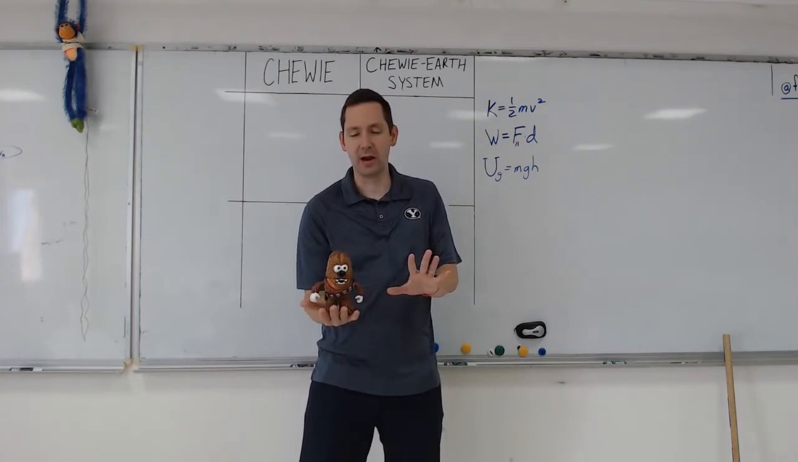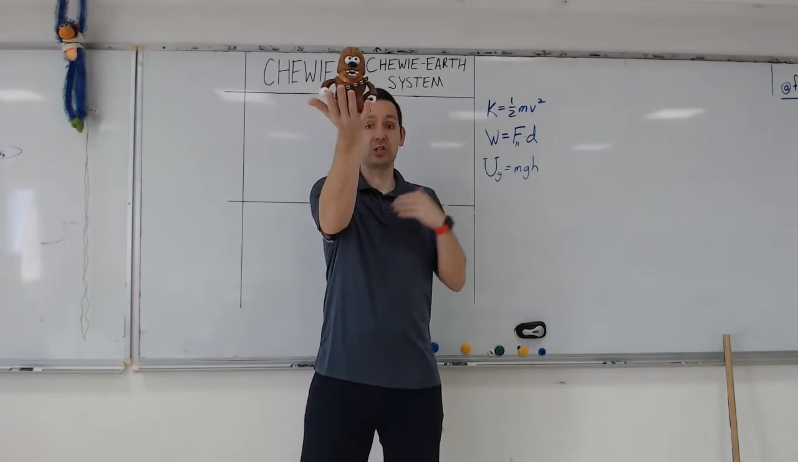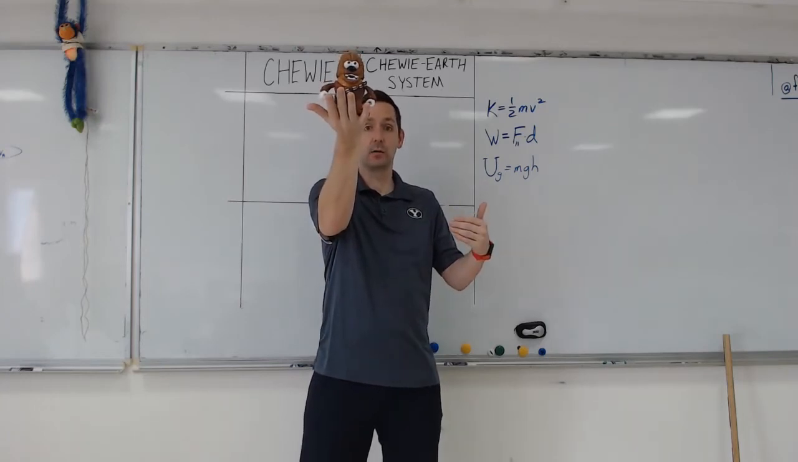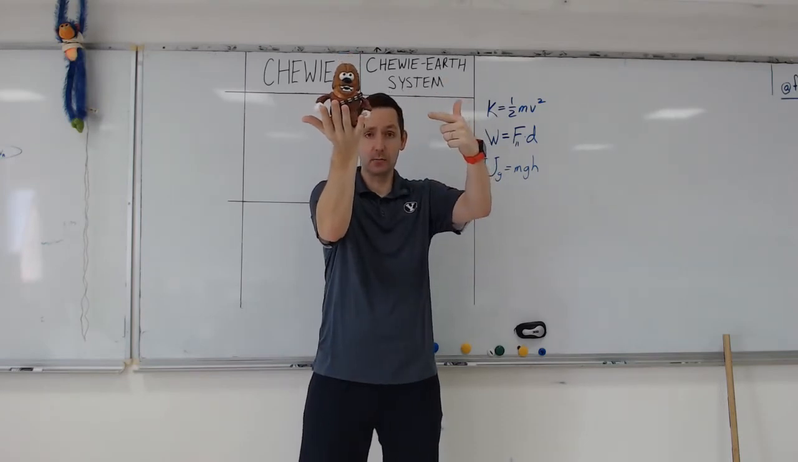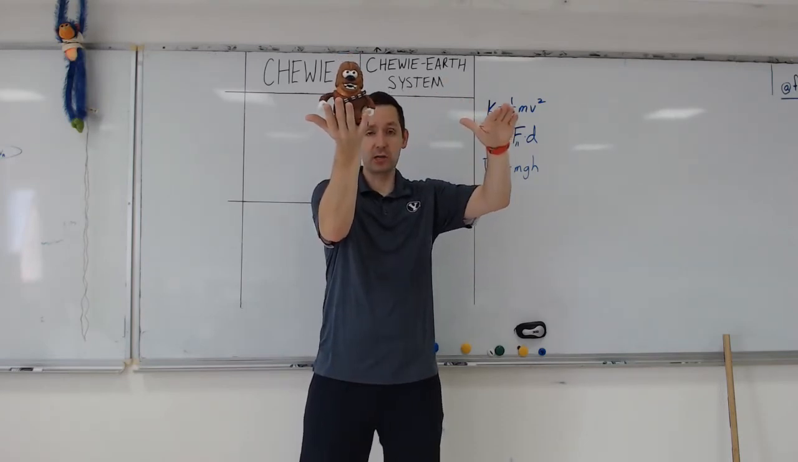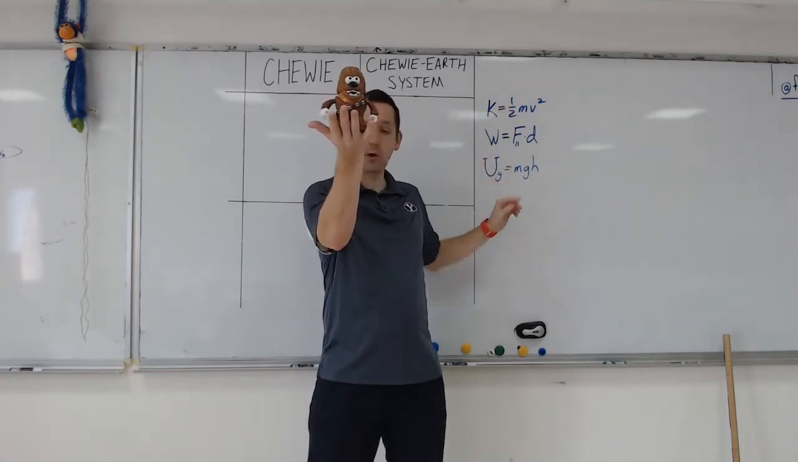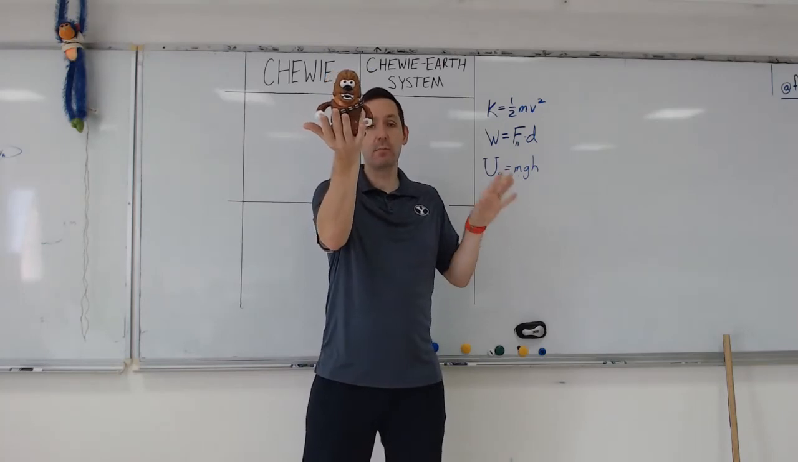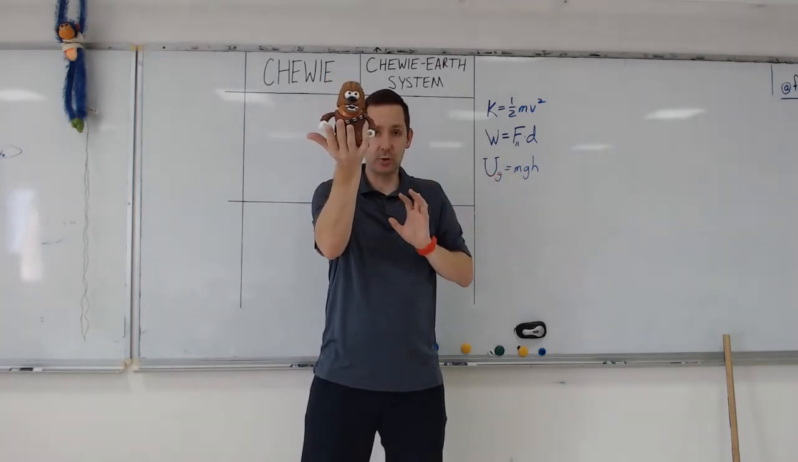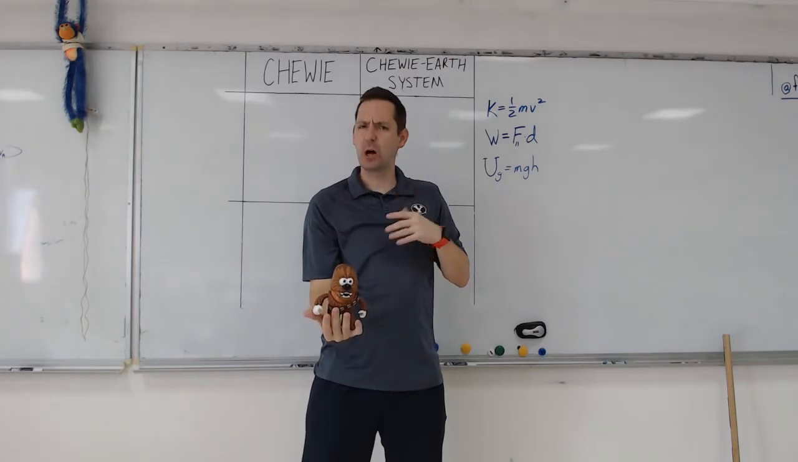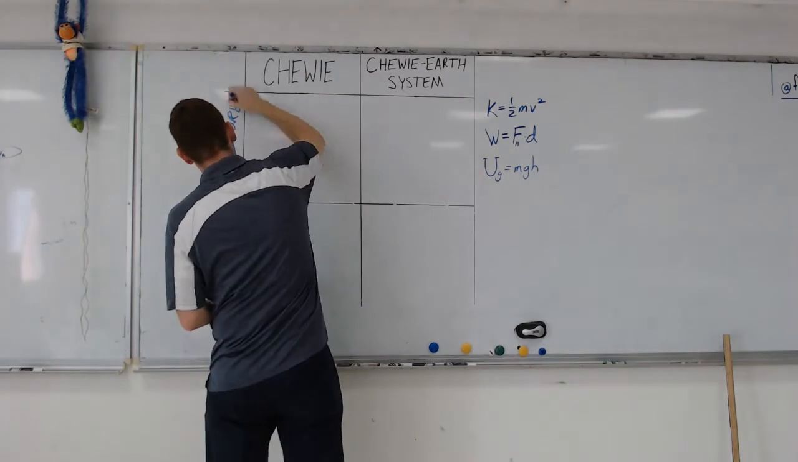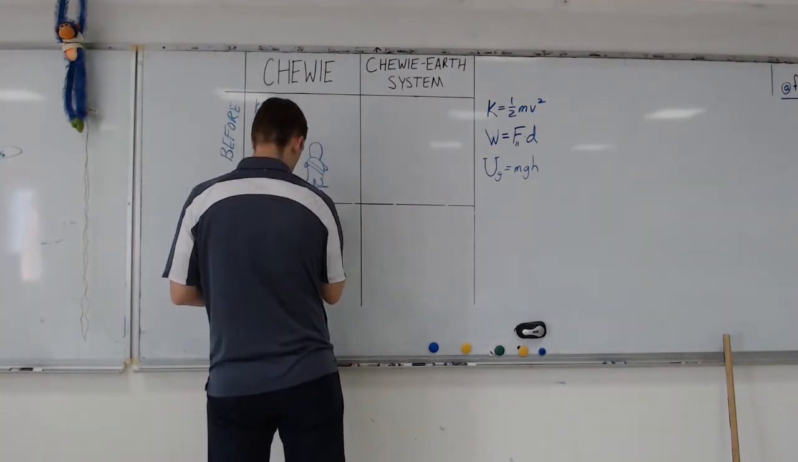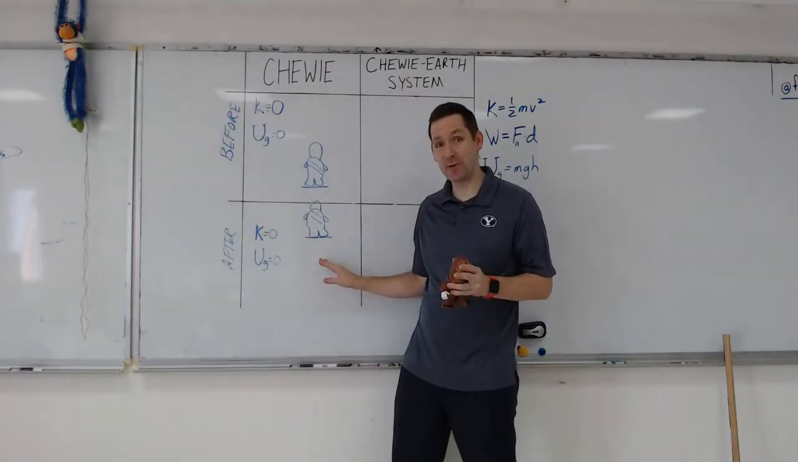Now, when I raise him and then stop there, what happens? Well, again, he's at rest. No kinetic energy. And again, gravitational potential energy is invalid because we're only looking at Chewie. Now, you may say, well, how is that possible? Because here's what we've got. Essentially, this is what we've got, right?